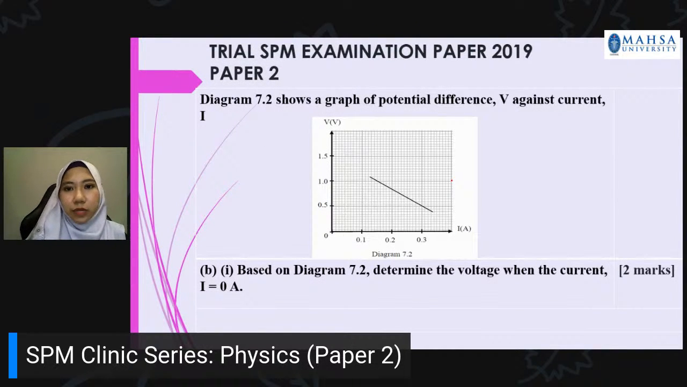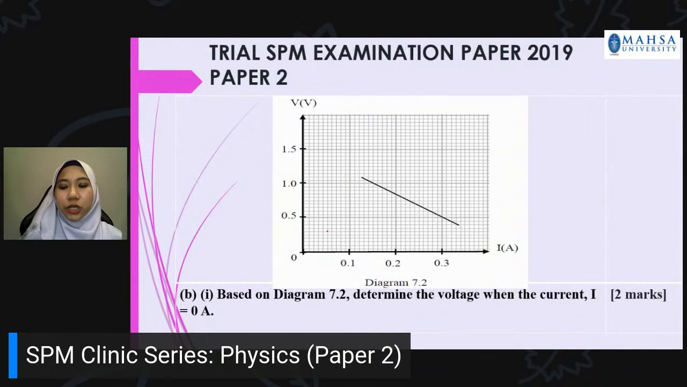Next, diagram 7.2 shows a graph of potential difference V against current I. You got the set of data of your voltage and also the current, then you plot the graph of the potential difference V versus the current, and you got this line, which is a straight line. Based on the graph here, determine the voltage when the current I is equal to 0. So you need to find the value of the voltage when the current is equal to 0. How to solve it?